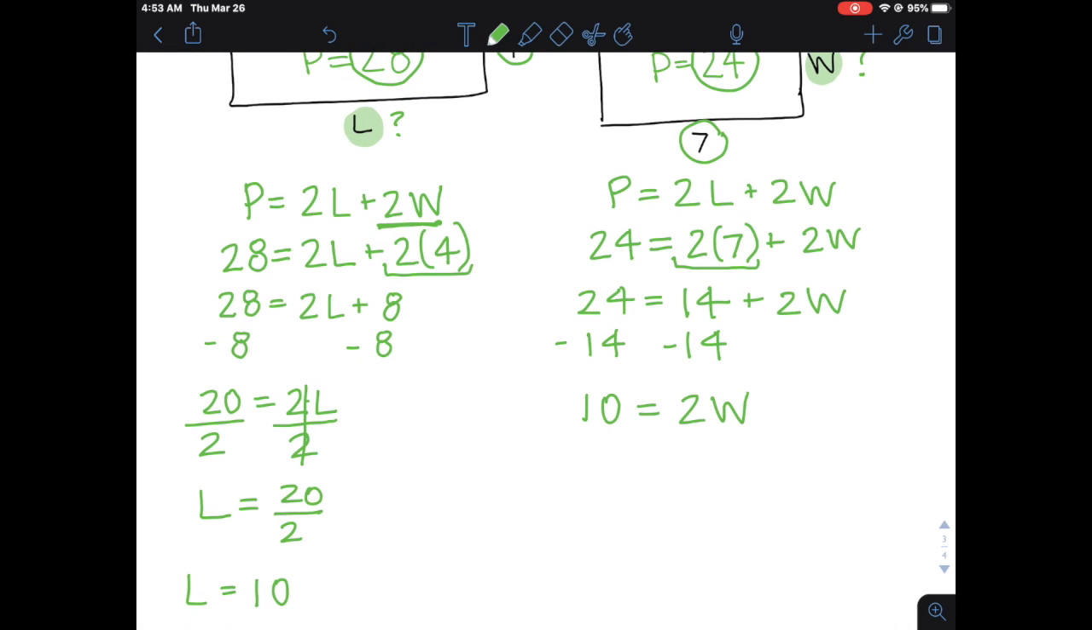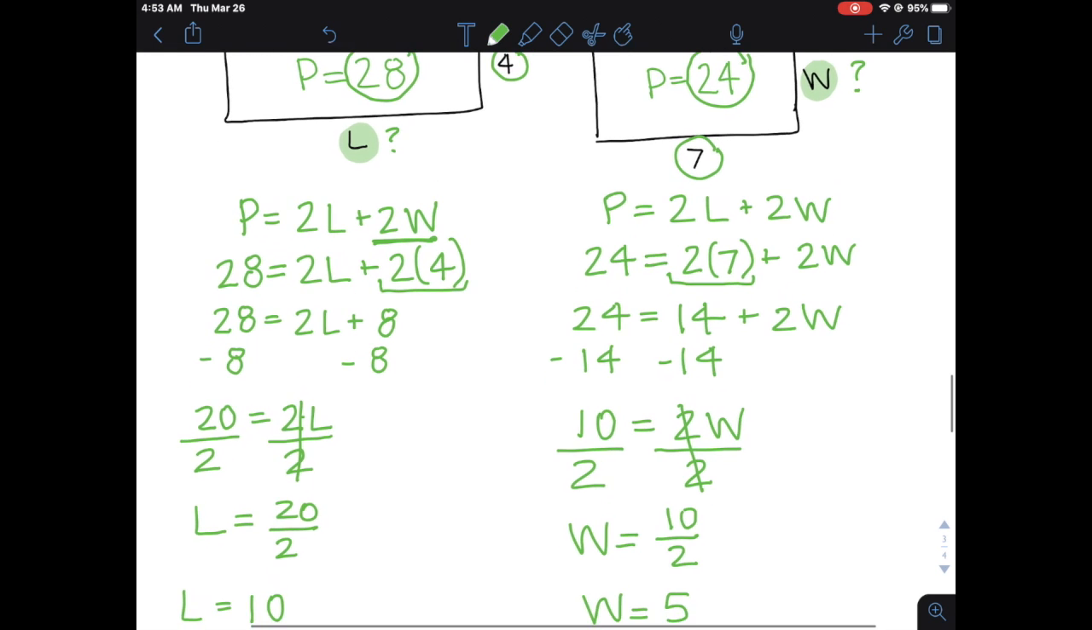In order to get W by itself, we got to get rid of that 2 that it's being multiplied by, so the opposite of that is dividing. Divide by 2. I do it to one side, I do it to the other. 2 over 2 is the same thing as 1 whole W, which now I'm going to put on the left, and we're left with 10 divided by 2. We all know that 10 divided by 2 equals 5, so the width here was 5.